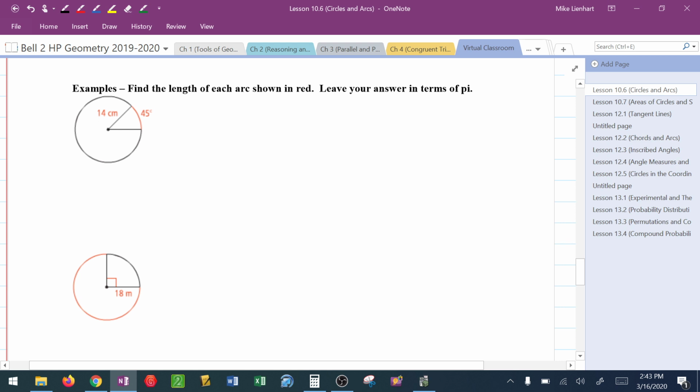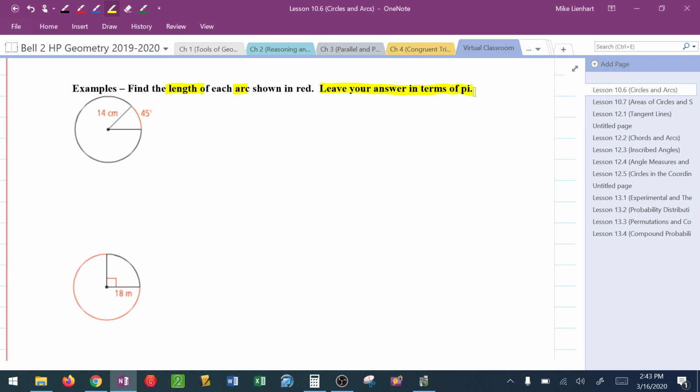What about finding the length of an arc? Now notice they talk about finding the length. How do I know it's the length of an arc? Because there's the word arc. They specifically are showing me in red what they want us to find, and they want the answers left in terms of pi. Now, what arc length is, remember again, it's a fractional part of the circumference.